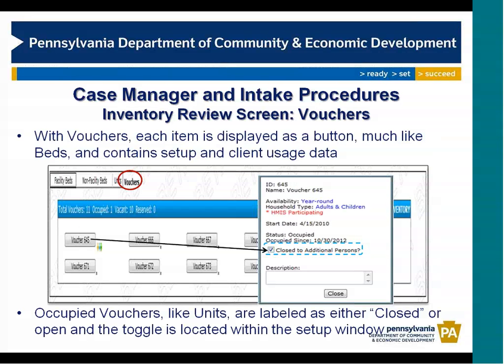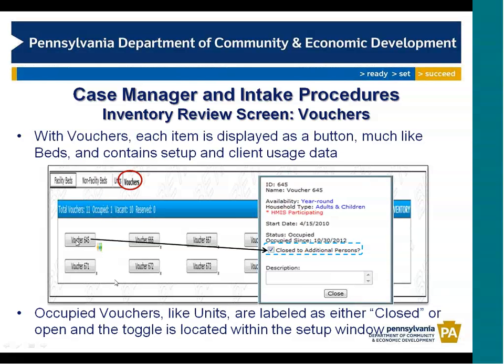The final one is vouchers. Like I said before, vouchers are kind of those hybrids between units and beds. But each voucher will have its own button within the system, and each voucher will have the little occupancy icons or not. The one thing that's different for vouchers than everything else is that closed, not closed message or prompt that comes up when putting people in and out of vouchers. Instead of putting it out in the review screen, there wasn't really a good place to put it. We actually had to put that within the actual setup information.